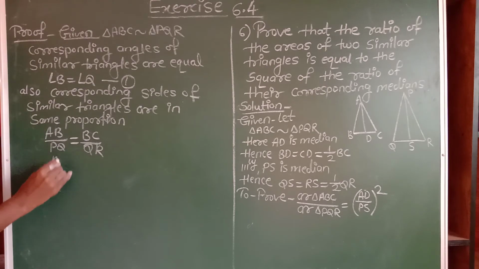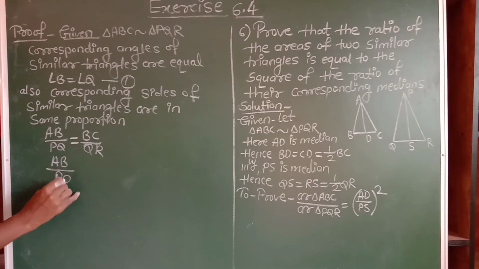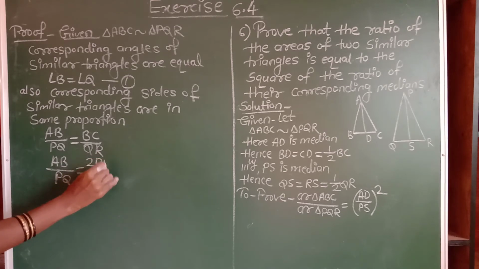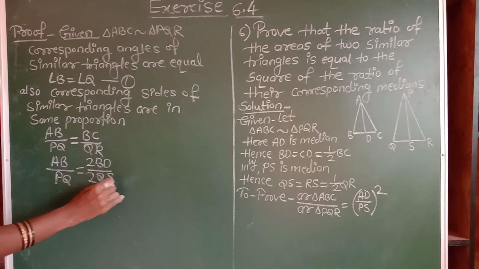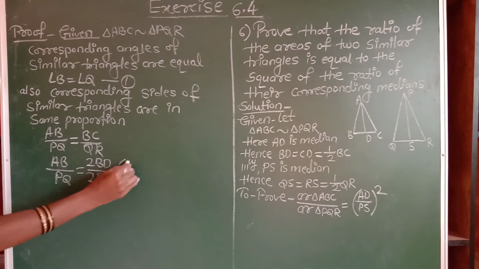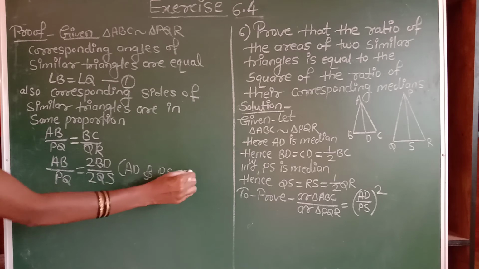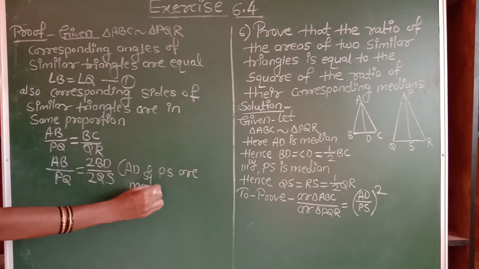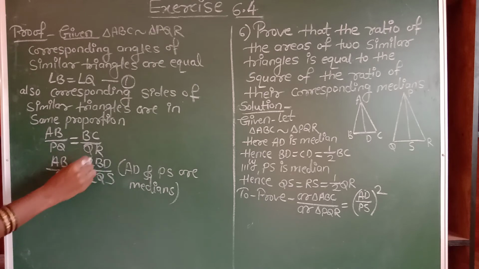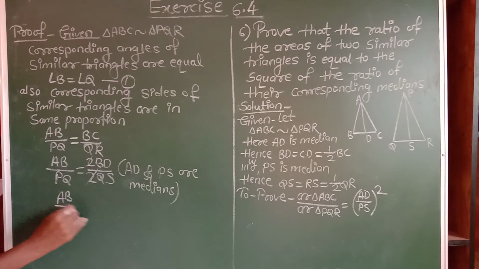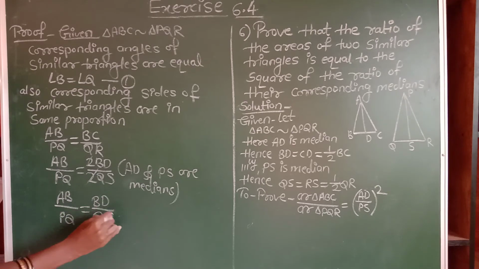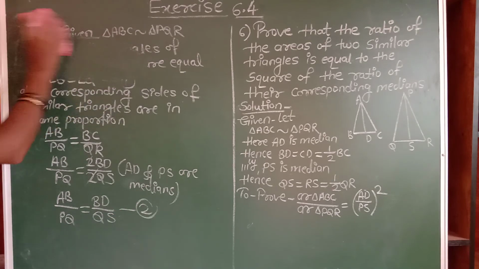Here AB by PQ is equal to 2BD by 2QS, as AD and PS are medians. This 2 gets cancelled. AB by PQ is equal to BD by QS. Yes, this is 2.